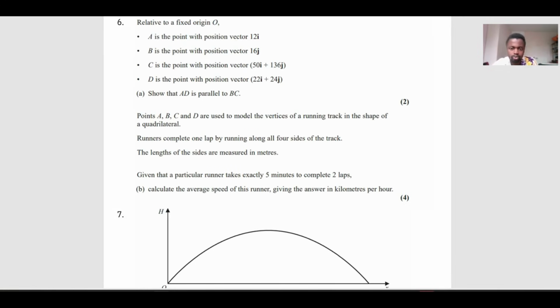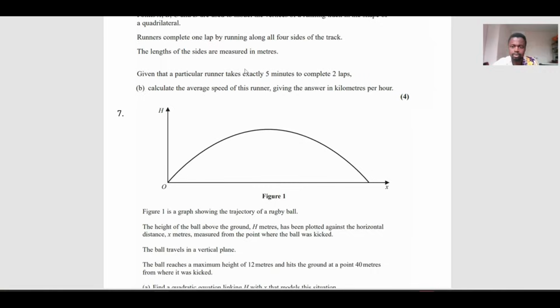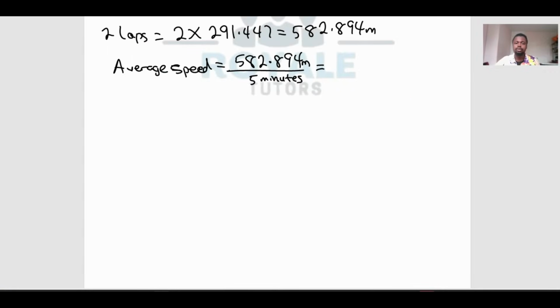So let's see, they want us to put the answer in kilometers per hour. So we need to change the one at the numerator to kilometers. That's by dividing it by 1000. And then the one at the denominator, we convert it to hours. That's by dividing it by 60. So if you calculate this, I think we should have 0.582894.